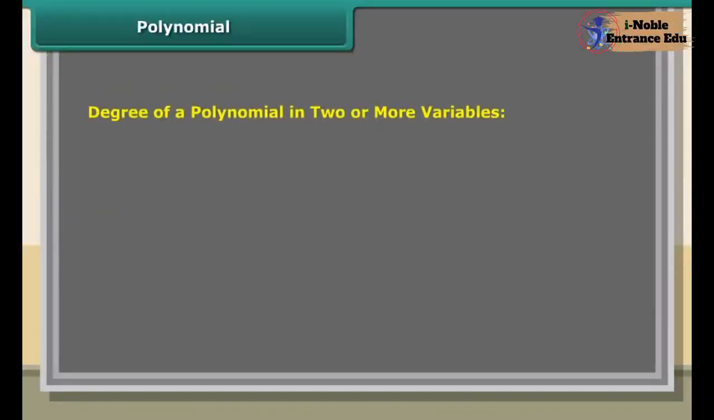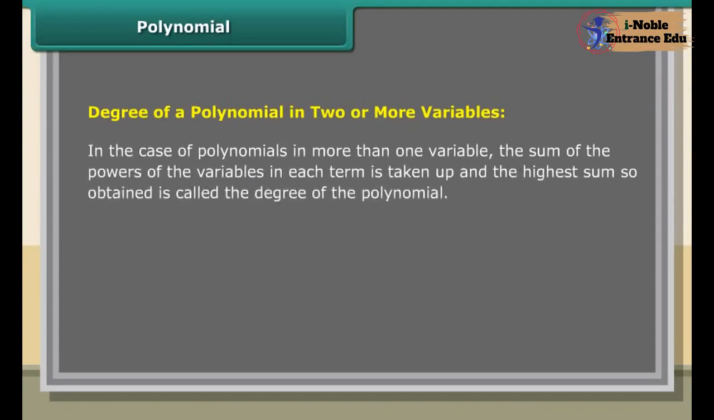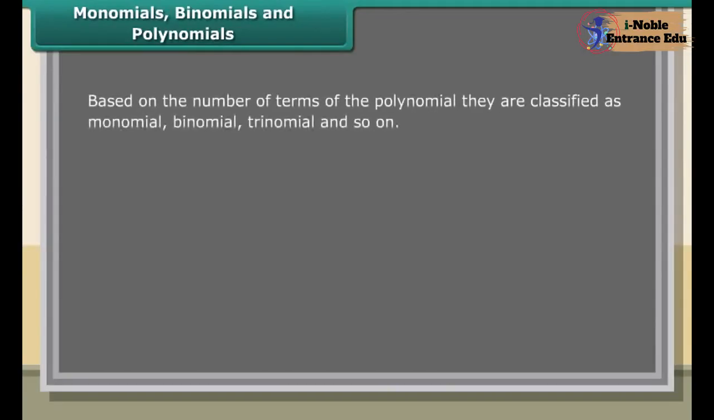Degree of a polynomial in 2 or more variables. In the case of polynomials in more than one variable, the sum of the powers of the variables in each term is taken up and the highest sum so obtained is called the degree of the polynomial. Example, 5x squared y cubed minus 3xy squared plus 6 minus square root 2 x raised to the power 4 is a polynomial of degree 5 in x and y.